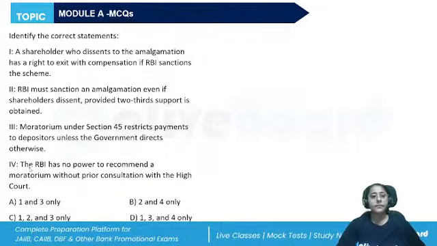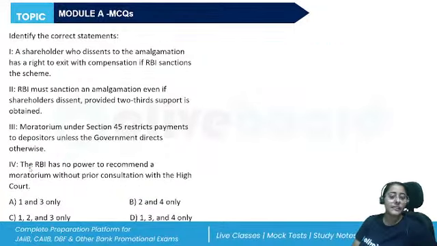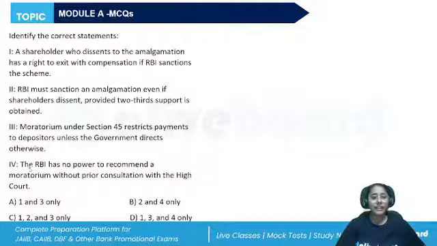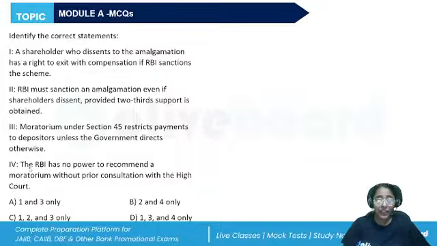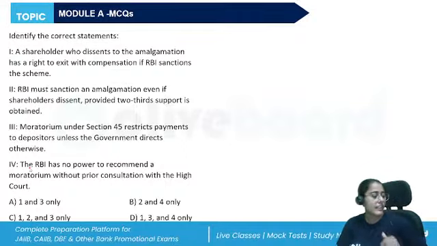Okay. Identify the correct statements. A shareholder who dissents to the amalgamation has a right to exit with compensation if RBI sanctions the scheme. RBI must sanction an amalgamation even if the shareholders dissent, provided two-thirds support is obtained. Moratorium under Section 45 restricts the payments to the depositors unless the government directs otherwise. RBI has no power to recommend a moratorium without the prior consultation with the High Court.